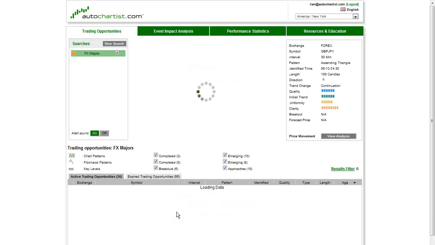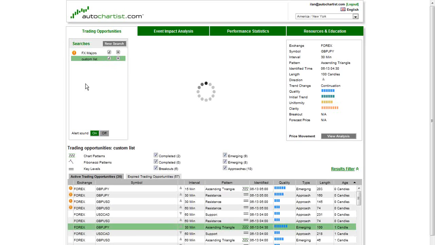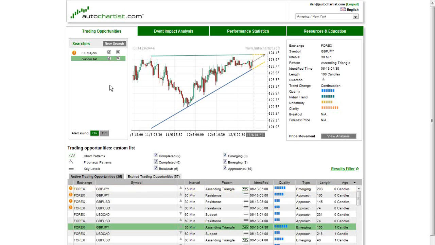And what will happen once we actually click Create Search, you'll actually get your custom list coming up on the left-hand side in the Searches panel. And you can then subsequently click on this little Edit Search icon to edit it. And while Autochartist is finding those results, there we go, which have come up now, you see all the results for the instruments that we've actually selected in our custom list.